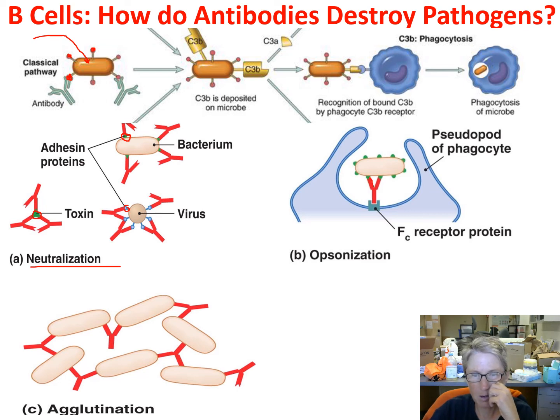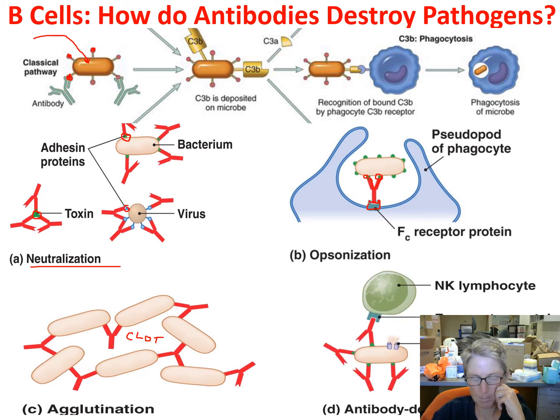Antibodies can bind to the antigen epitopes on the bacteria, and then the Fc region of the antibody can bind to this Fc receptor, and it enhances phagocytosis. You could also use your antibodies to agglutinate or clot all of your microbes together, and then they can be destroyed in the spleen, for example.